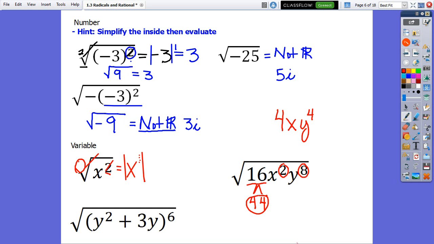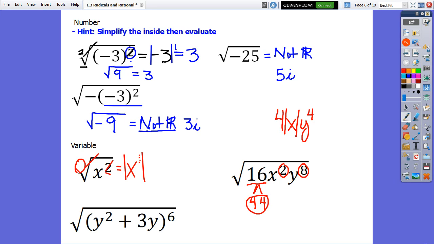Now, my question is, did I ever go from an even exponent, not an even number, to an odd exponent? Well, here I went 8 to 4. I'm good there. But here I went 2 to 1. So just around the x is all I need. If you put absolute values around the x and the y, you're being redundant because y to the 4th is positive because of the even exponent.